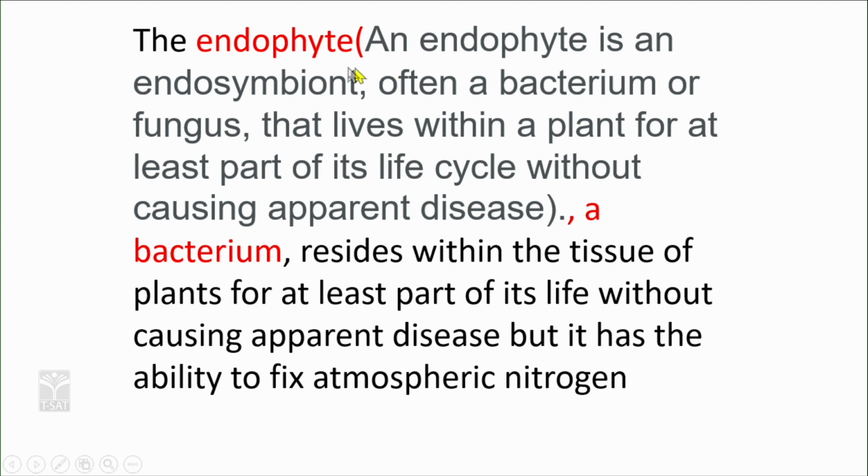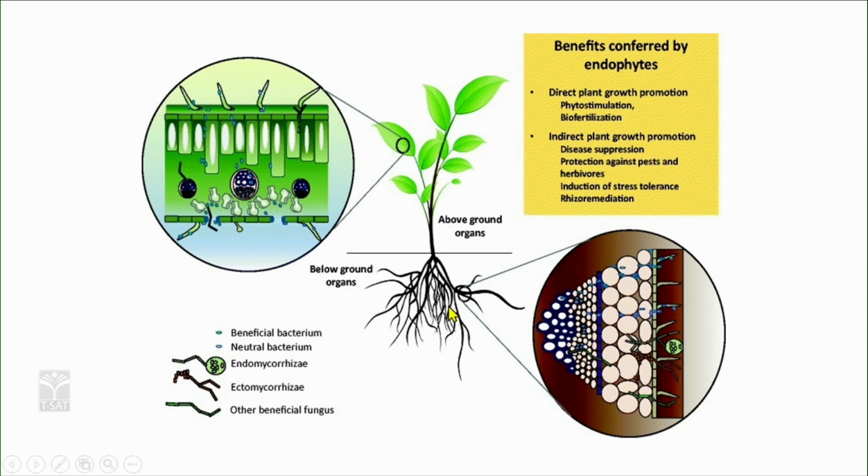The endophyte. An endophyte is an endosymbiont, often a bacterium or a fungus, that lives within a plant for at least part of its life cycle without causing apparent disease. A bacterium resides within the tissue of a plant for at least a part of its life without causing apparent disease. So, this is what is known as an endophyte, which fixes the atmospheric nitrogen. Endo means inside. So, it lives in the roots of the plants.